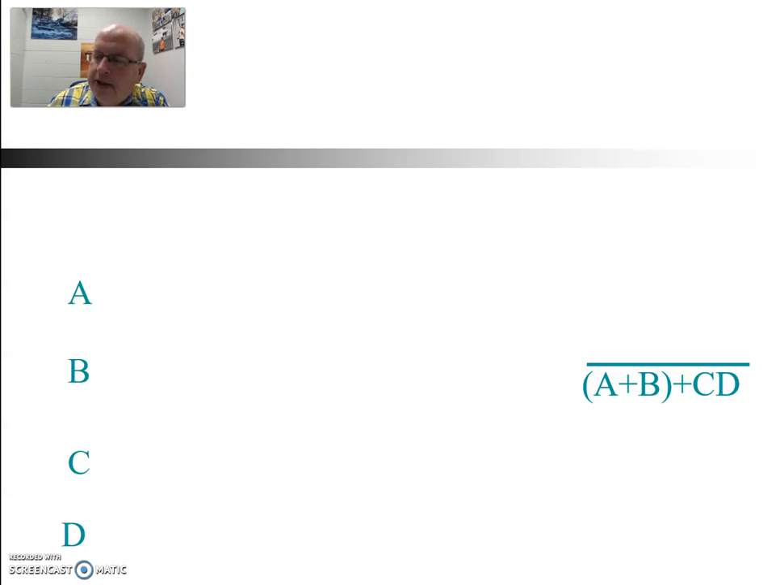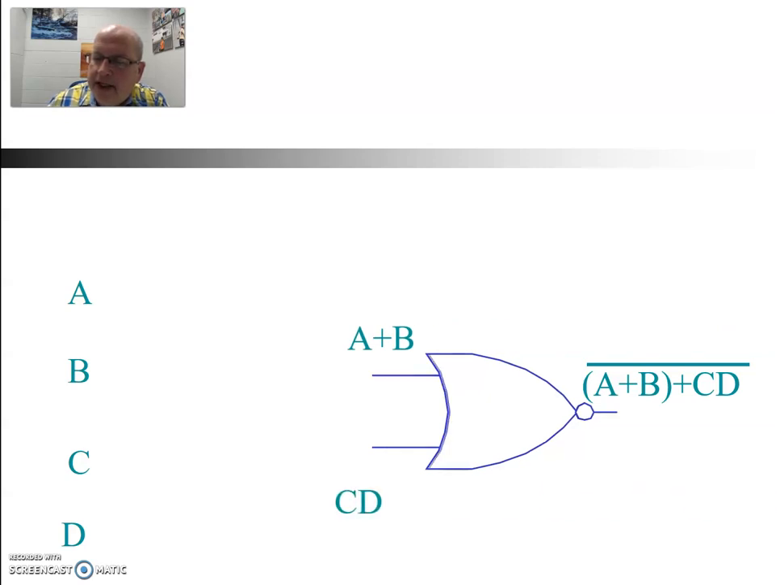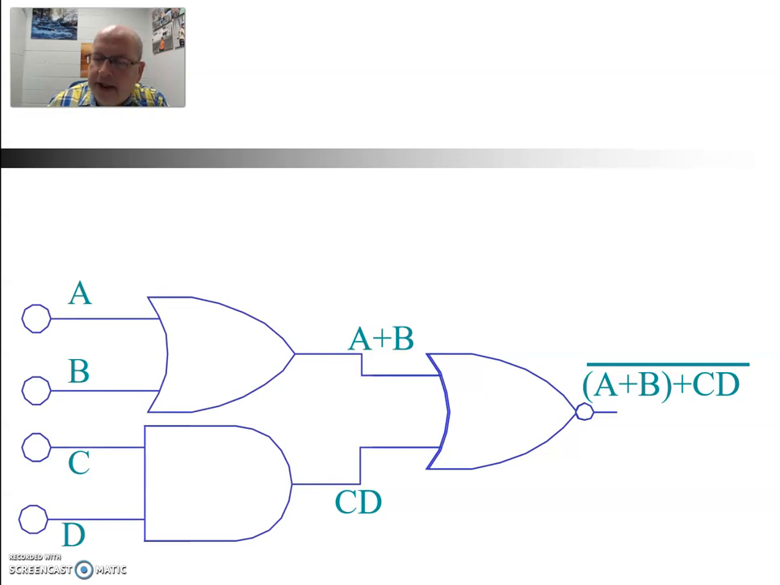Now we'll look at using the overbars. We have A plus B plus CD and an overbar over everything. So our overall function there is the addition with the overbar, so that would be a NOR gate. So the first input to the NOR would be A plus B, the next one would be CD. So A plus B would be an OR gate, and then CD is an AND. So you just sketch that out, and there you go.